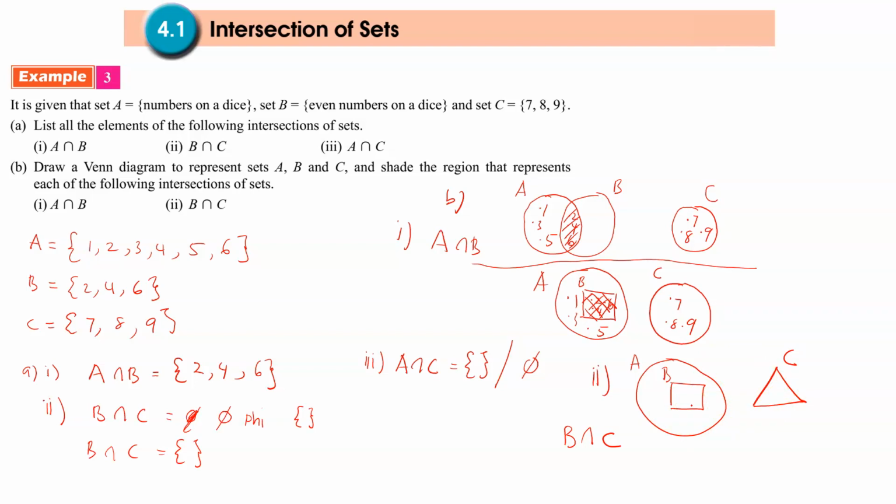Tulislah elemen dekat dalam. Nak tulis boleh, tak tulis boleh. Sebab dia minta draw a Venn diagram saja macam ni kan. So, B intersect C is not exist. Tak ada elements dia. Relationship dia tak ada. So, biarkan kosong.